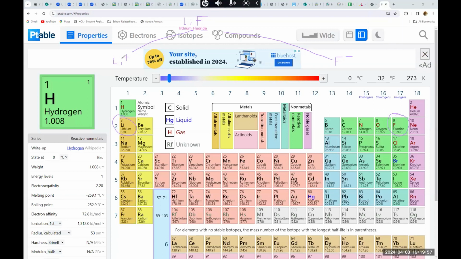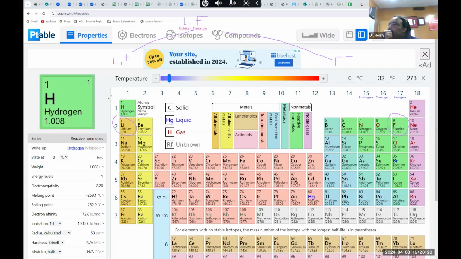Wait, is that just for ionic compounds or any compounds in general, like naming them? That's with ionic compounds. You're always going to put the positive first for your ionic compounds, and then your negative. When you're talking about covalent compounds, we know that they're sharing, so there's no true positive and true negative.